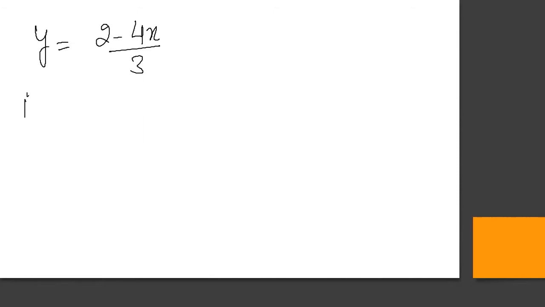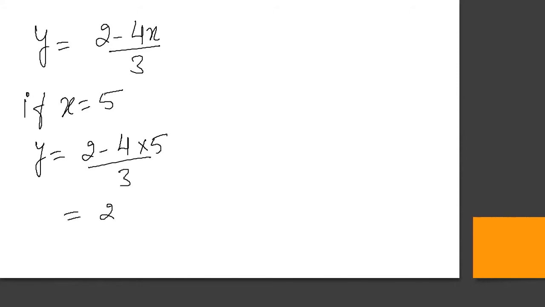So I'm thinking this, if x is equal to 5, suppose I'll keep x equal to 5, what would come? x is equal to 5, so see, y is equal to 2 minus 4x. So in the place of x I'll keep 5 and upon 3.